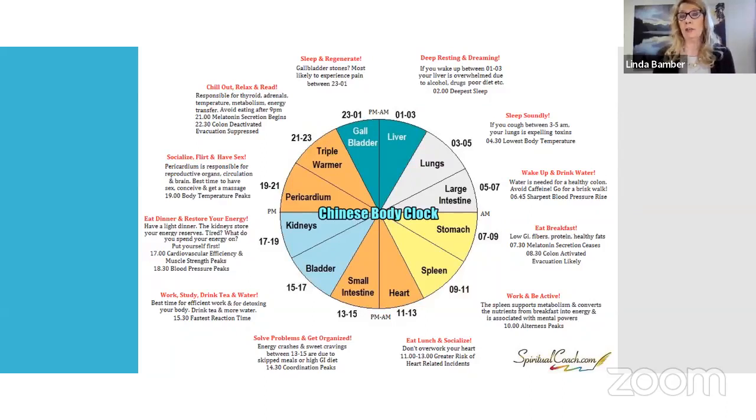Okay, so what if you can't even go to sleep? What do you think that is? Well, that's pretty easy to look at when you look at the triple warmer. That's from 9 to 11. I love the way it says this. It says, chill out, relax, and read. You're responsible for the adrenals, the thyroid, your temperature, and it tells you not to eat. So it's got a little bit of information right here. Melatonin secretion begins, so right there's a little clue if you're taking some melatonin or other ideas outside of the WAVwatch.